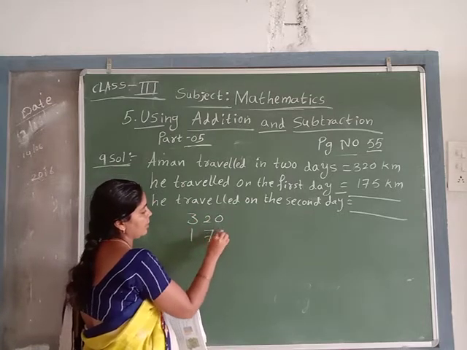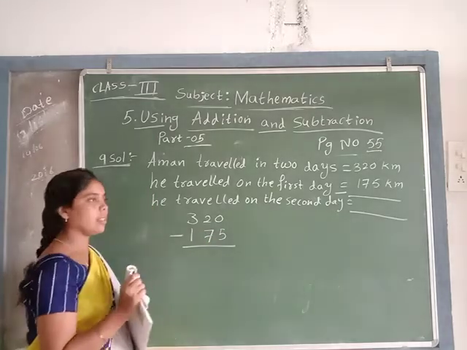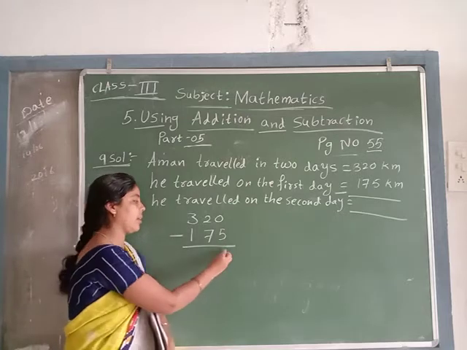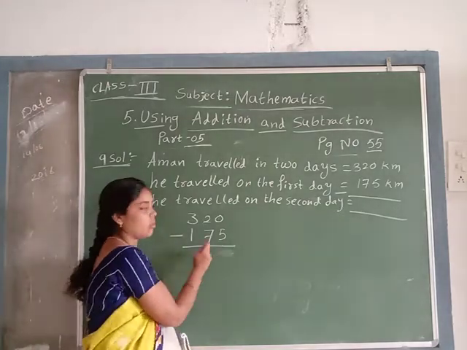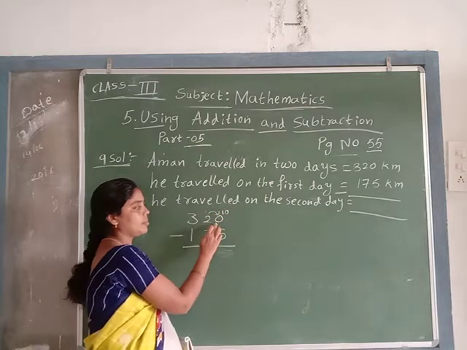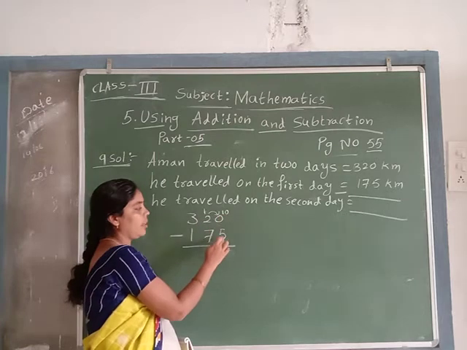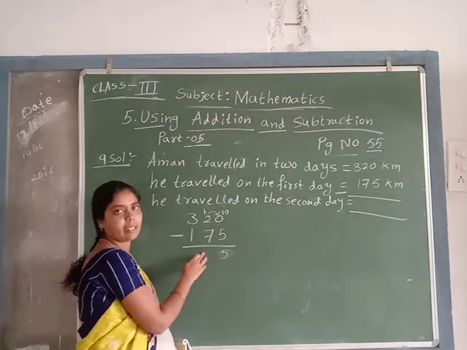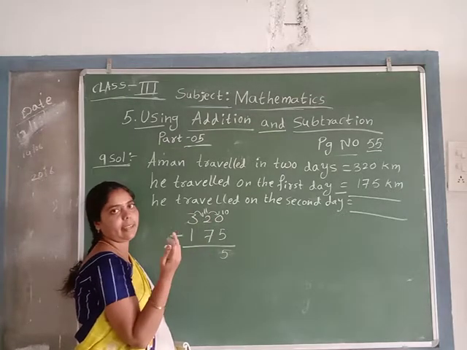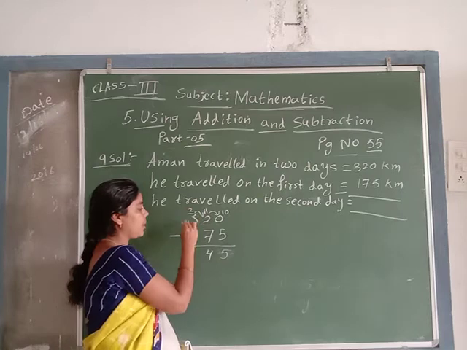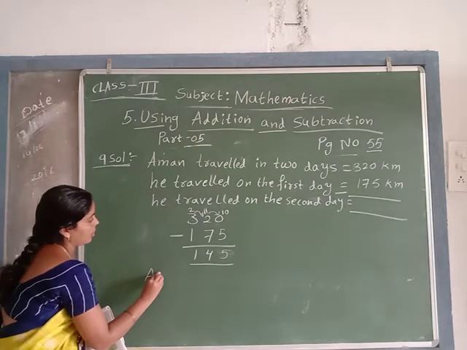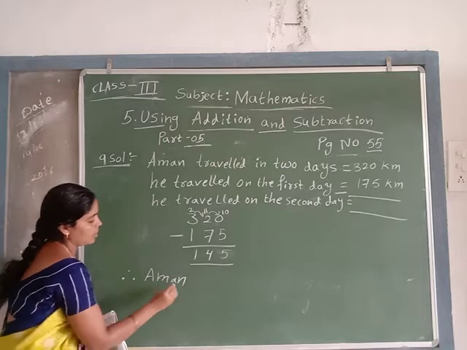320 kilometers, 175. 0, 5. How to solve this? This is 3. Here 0 only, and here 5. So 0 is a small number, so you take a borrow. It becomes 10. Here 1. 10 minus 5, 5. Here 1, 1 minus 7, not possible. So here also take a borrow, 11. 11 minus 7, 4. Here 2, 2 minus 1, 1. 145 kilometers. Therefore, Aman traveled 145 kilometers.